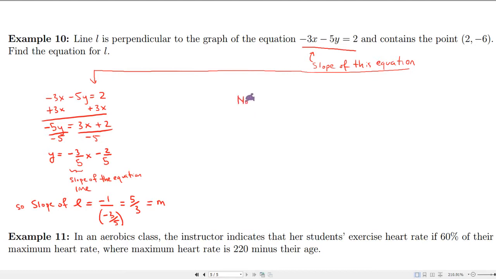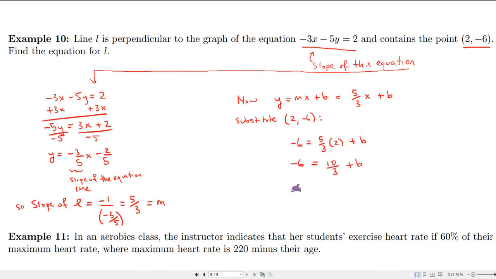So now we're going to have y is equal to mx plus b. We know m is 5/3, so we have 5/3 x plus b. We also know that this point satisfies this equation, so we can substitute in (2, negative 6). The only thing we don't know is b. So x is 2, y is negative 6: negative 6 is equal to 5/3 times 2 plus b, and now just solve for b. So negative 6 is equal to 10/3 plus b, and we subtract 10/3 from both sides to get b.